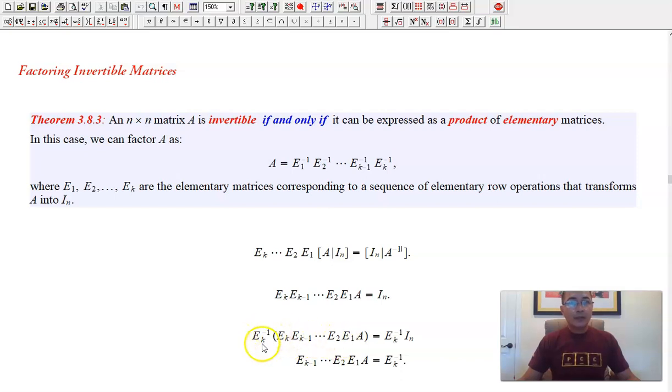Okay? So we have, again, the associative property. We can multiply EK inverse to EK first. That will give us the identity. And then we multiply that to the rest of this product. The identity goes away. And we just get EK minus 1 all the way down to E1, and then times A is EK inverse. And then, of course, you use exactly the same idea.